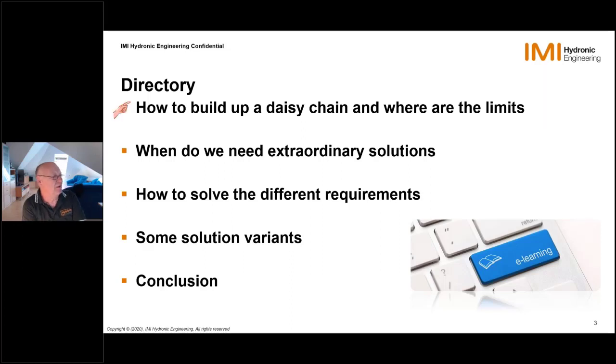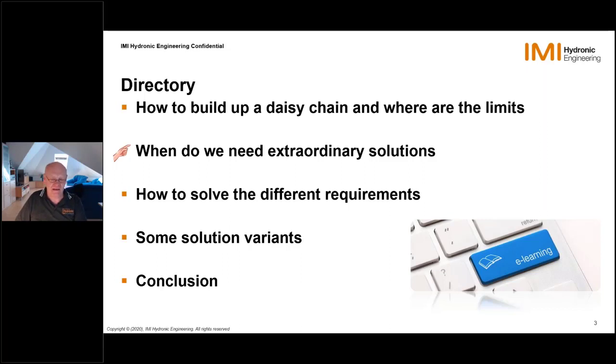The first thing is how to build up a daisy chain. That should be well known, but of course there are some limits also, and we have to discuss these limits. And then there is the question, when do we need extraordinary solutions?